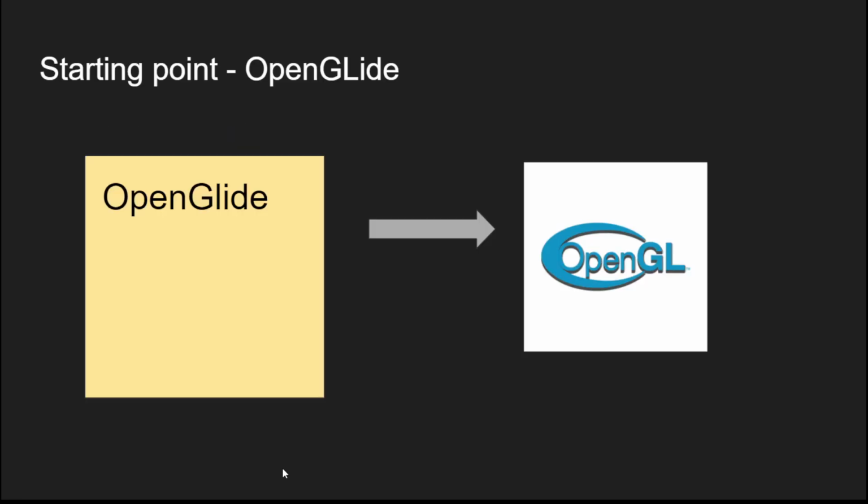Given my complete lack of experience with Glide, I decided to start with an existing Glide to OpenGL port. This port is open source, and it's called OpenGlide. Interestingly enough, MiniGL is actually the inverse of this, going from OpenGL to 3dfx Glide, and was used to support Quake in 1997.